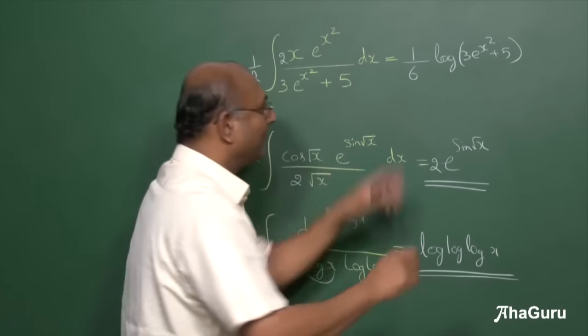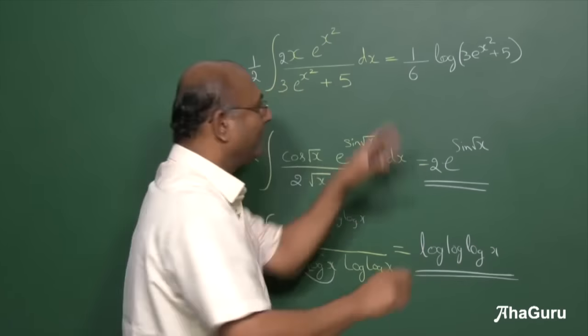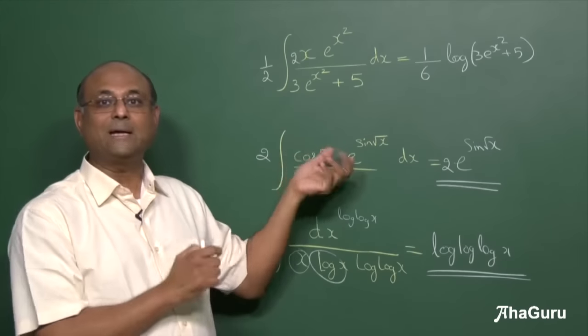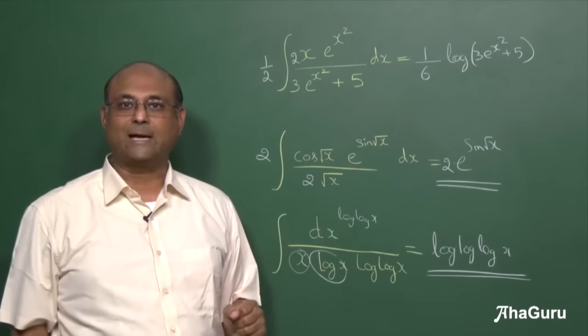Now I know this might have been a little fast, but you do need to practice at least 50 to 100 questions just with this reverse chain rule idea. The more you practice, the faster you become. So definitely look at mental practice for problems of this kind.